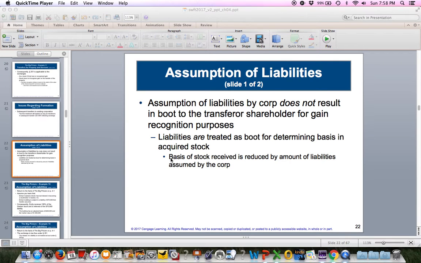Let's continue chapter 4, to continue with the contributions to a corporation. The next part after talking about assets, of course, is talking about liabilities. And so it says here, assumption of liabilities by a corporation does not result in boot to the transferor shareholder for gain recognition purposes. Instead, liabilities are treated as boot for determining basis in the acquired stock. Basis of stock received is reduced by any amount of liabilities assumed by the corporation. So basis is reduced by liabilities assumed. So debts primarily would be what that is.